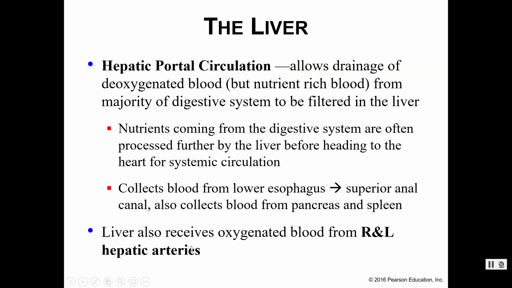Okay. So what's the point of the hepatic portal vein, the hepatic portal circulation? We're taking nutrient-rich blood. Doesn't have a lot of oxygen, but it's full of nutrients. We're going to filter it through the liver. The liver is going to process those nutrients to make sure they're in a usable form before we send them to the heart for circulation.